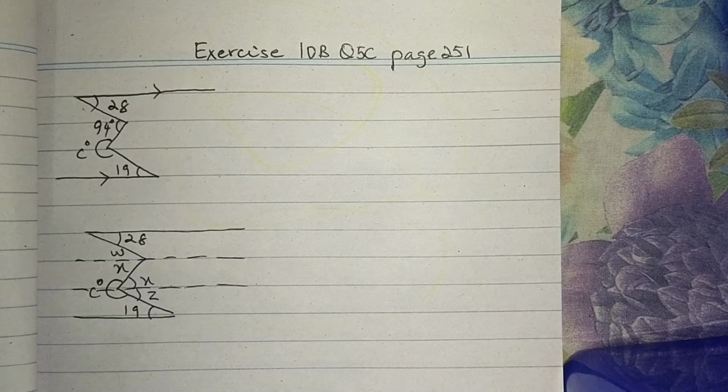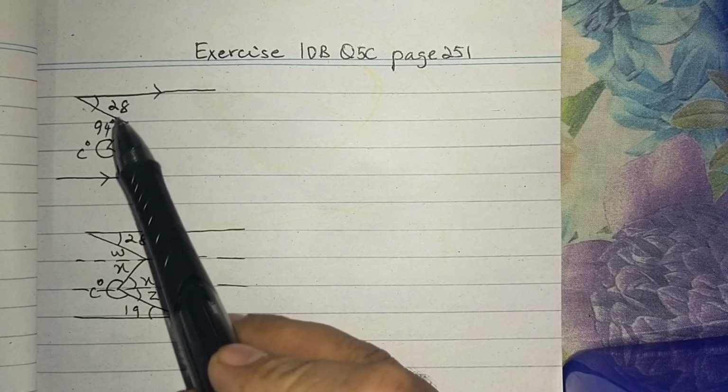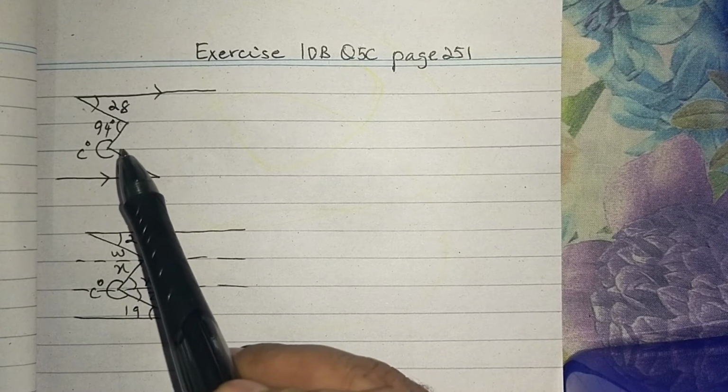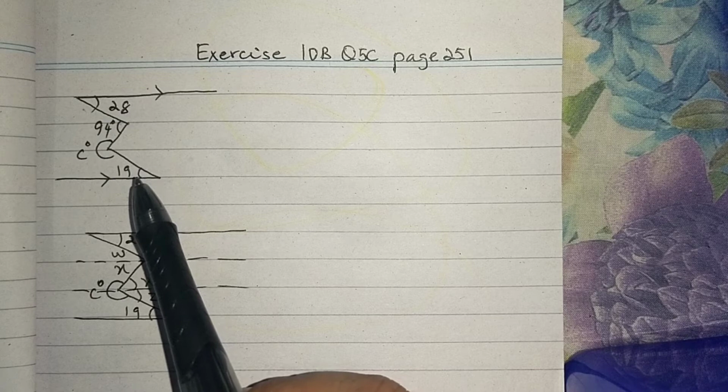Okay, dear students, let's look at this question. This is exercise 10b, question 5c, on page number 251. This is the angle mentioned over here. This is 28, this is 94. The angle which we have to find out is the angle C, and this angle is given as 19.